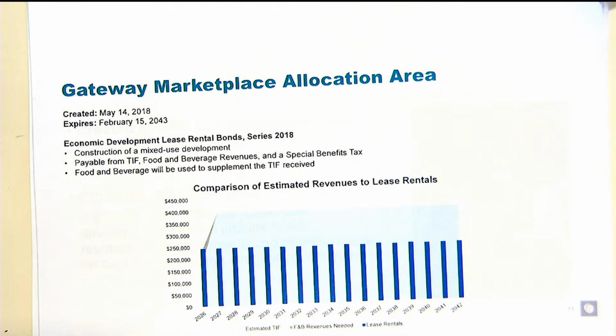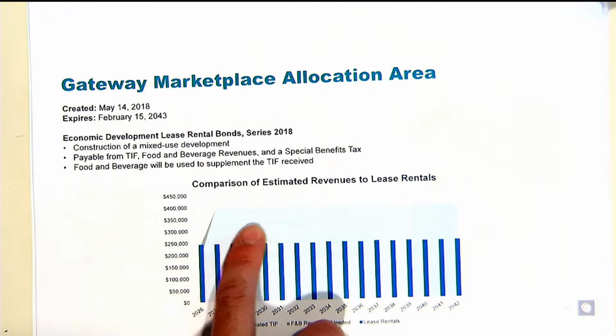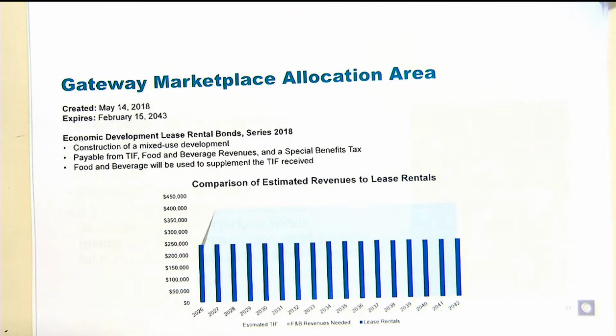Looking into your Gateway Marketplace allocation area, it's a little bit light, but this back piece right here is your estimated TIF generated within the Gateway Marketplace allocation area. It was created in 2018 and expires once the outstanding bonds expire in 2043. As you can see, there's a little bit as the development is being fully assessed for taxes payable 2027. Pay 26 has a little bit of food and beverage revenues that are needed as a backup pledge to cover those bond payments.